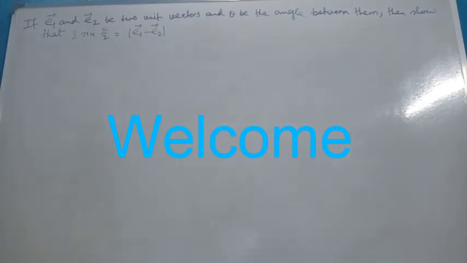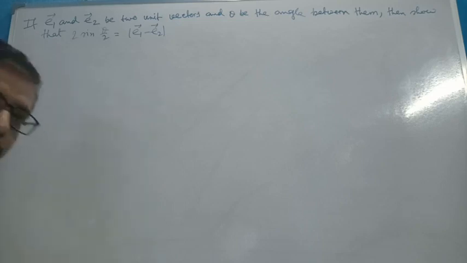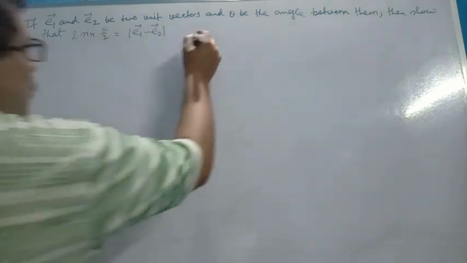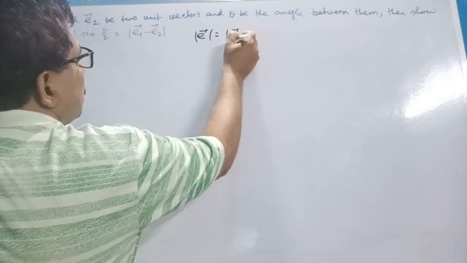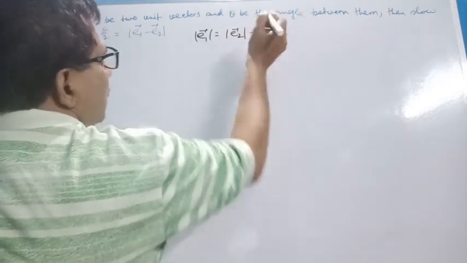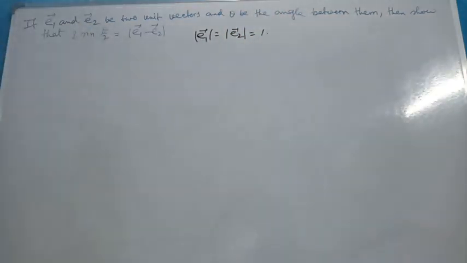If E1 and E2 be two unit vectors and theta be the angle between them, then prove that 2 sin theta by 2 is equal to mod of E1 minus E2. E1 and E2 are two unit vectors, so mod of E1 is equal to how much? Mod of E2 is equal to 1. Unit vector means their magnitude is 1.